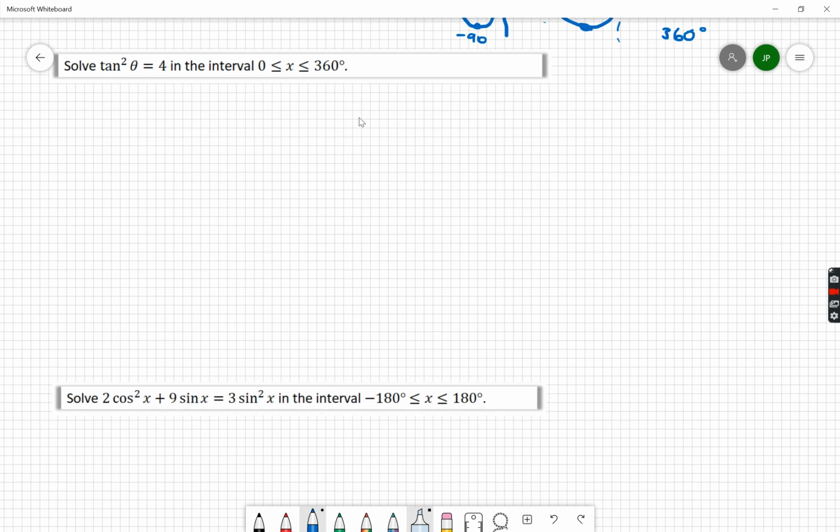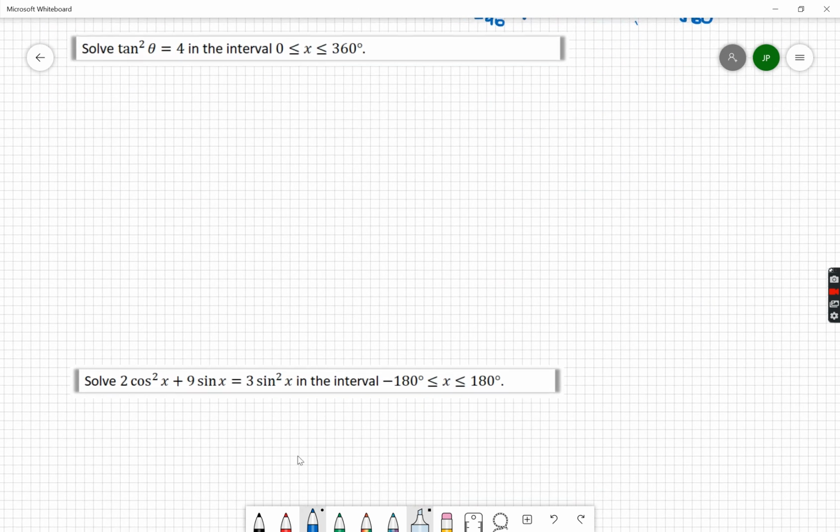So this time we've got solve tan squared theta equals 4. And we're solving again between 0 and 360. So it looks a little bit like a quadratic again. I'm going to make my substitution. So I'm going to say y equals tan theta. So I'm left with y squared equals 4. And I can solve y equals 2.